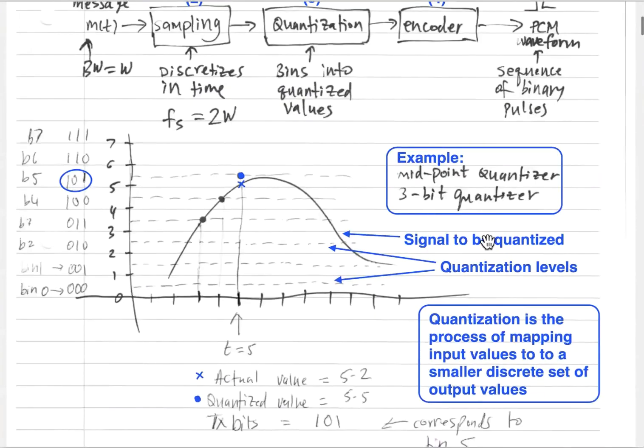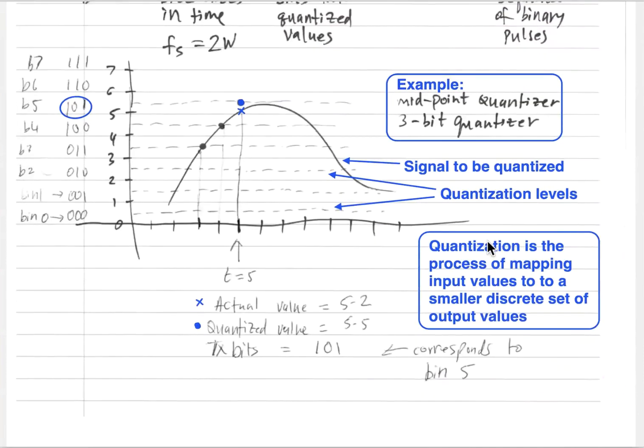Here's an example of a midpoint quantizer. Remember that quantization is a process of mapping input values to a smaller discrete set of output values. If this solid line is my signal to be quantized, with time on this axis and value on this axis, this black curve is the signal to be quantized. You can see it's continuous over time. So the first thing we do is sample it. These tick marks are the sampling points.